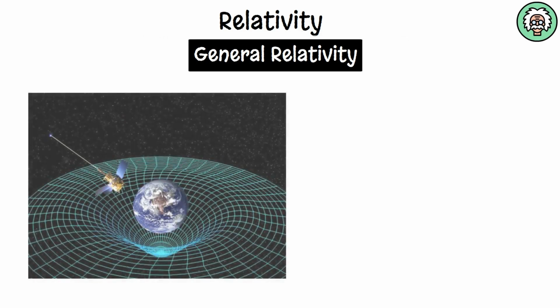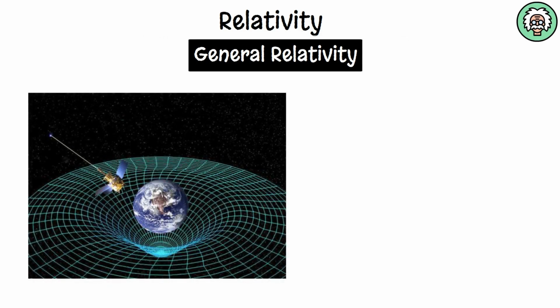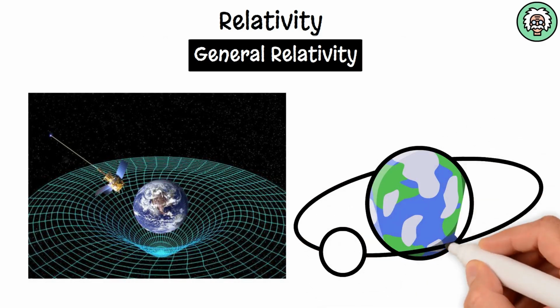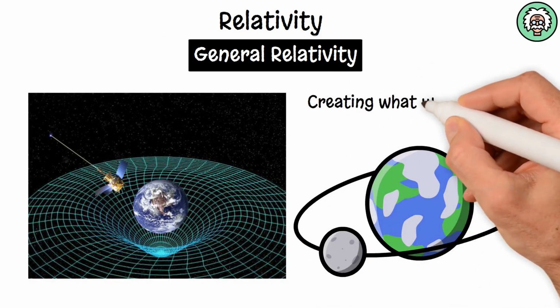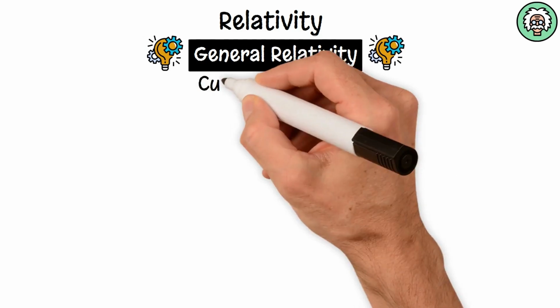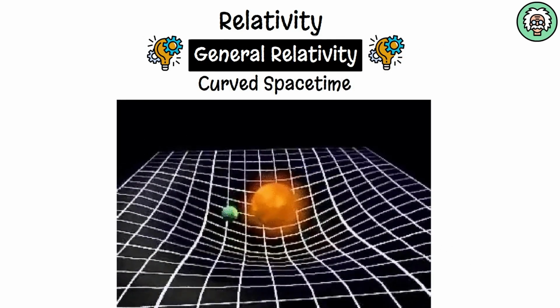General relativity. General relativity extends special relativity to include acceleration and gravity. It explains how massive objects like planets and stars warp space and time, creating what we perceive as gravity. The key concepts in general relativity are curved spacetime. Mass and energy can curve spacetime.